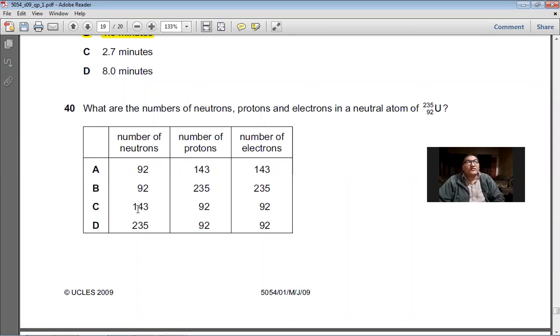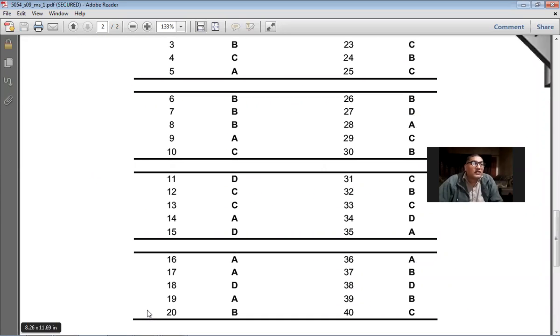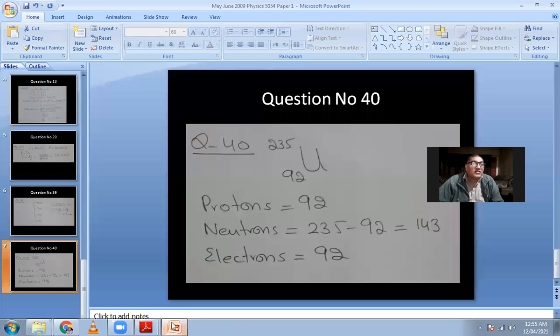Number of neutrons will be 143, number of protons will be 92, number of electrons will be also 92. So I think C is the right option, sir. I think question number 40, C is the right option. So let's check. Yeah, question number 40, C is the right option, sir.